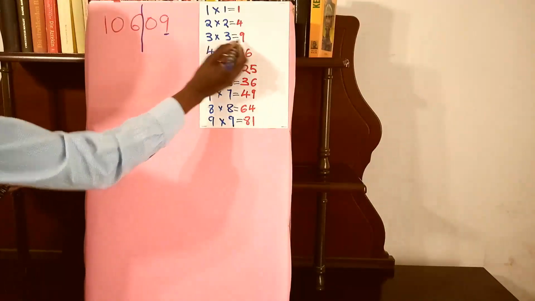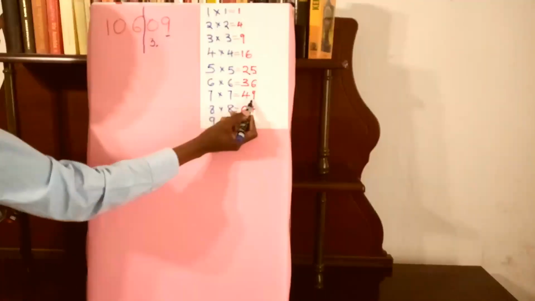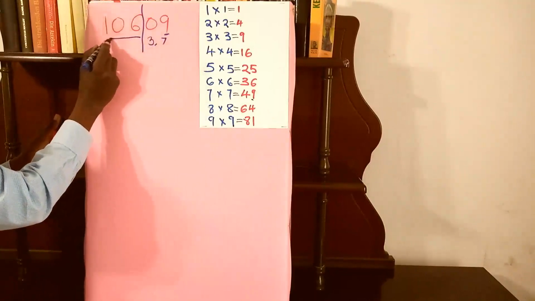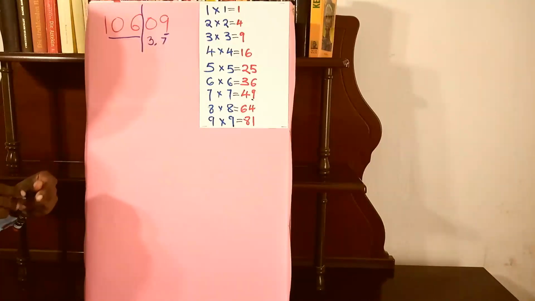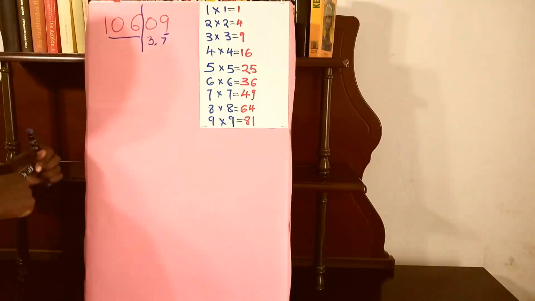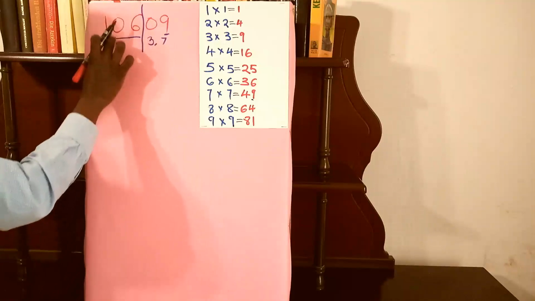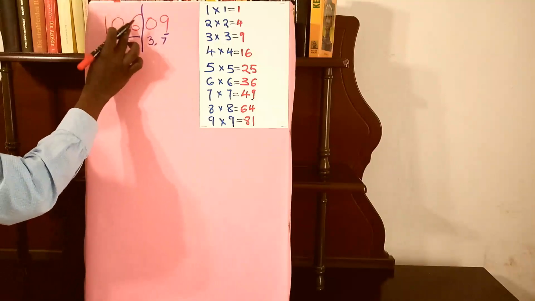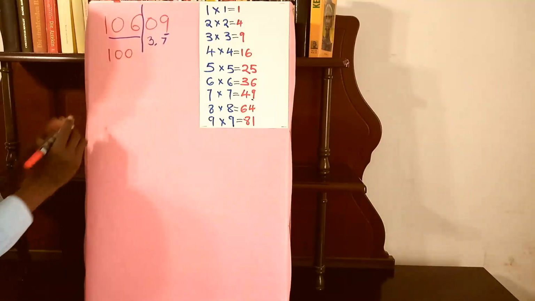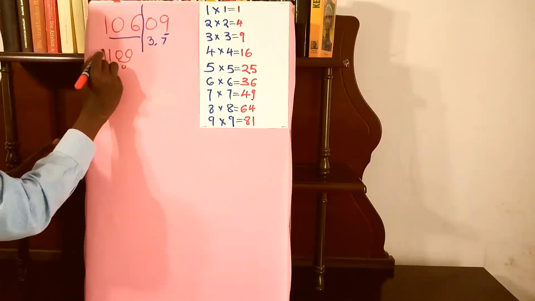We have 3 times 3, which is 9. We write 3 here. And we have 7 times 7, which is 49. We write 7. Then we come to the second part. We have 106. 106 is not a perfect square. Therefore, we just look for the perfect square which is nearest to 106. So we come down to 105, 104, all the way to 100, whereby we find that 100 is a perfect square and its square root is 10.